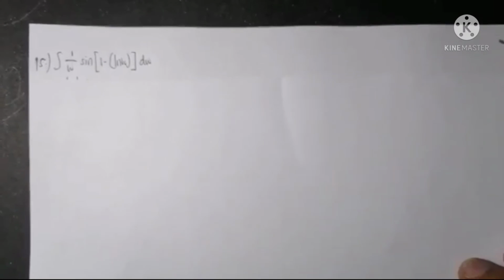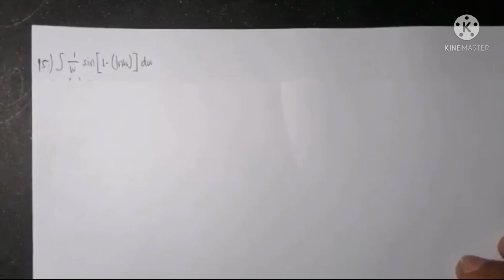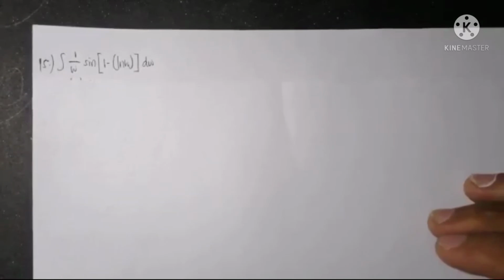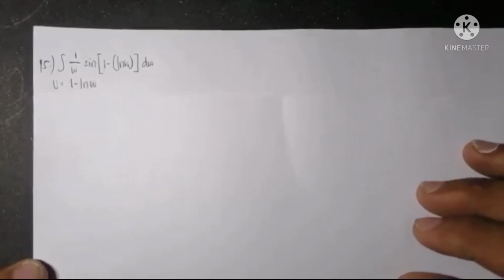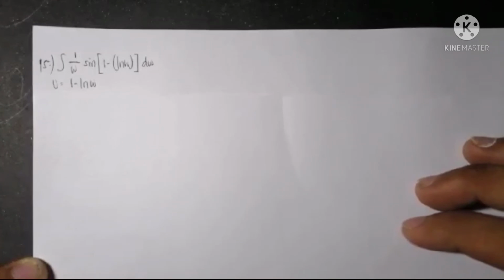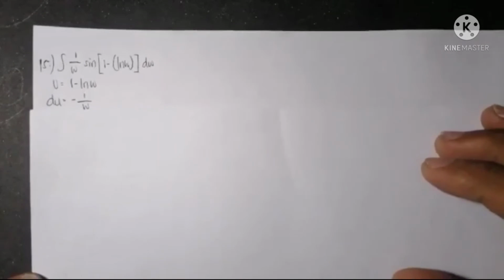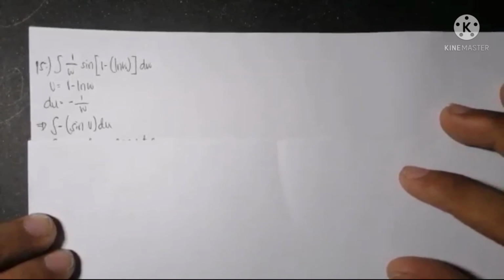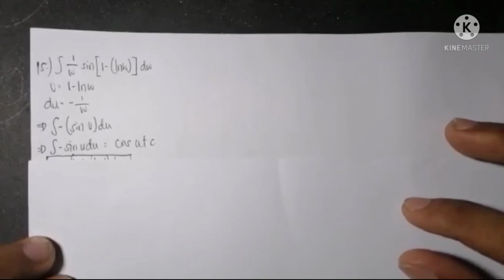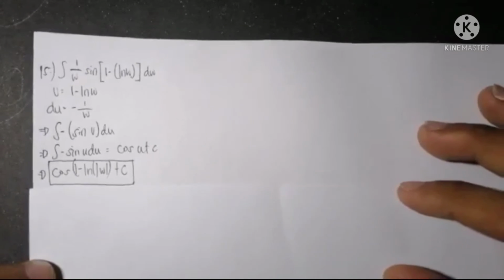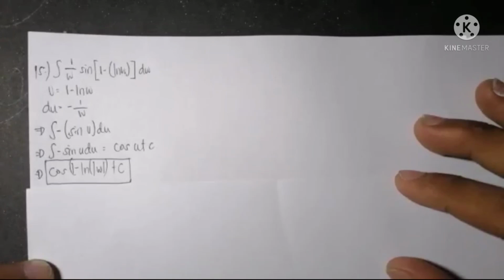Item number 15. The integral of 1 over w times sine of (1 minus ln w) dw. So we will be using a u substitution here, wherein our u is equal to 1 minus ln w, and our du is negative 1 over w. So the integral of negative sine u du is equal to cosine u plus c. So the final answer now is cosine of (1 minus ln w) plus c.